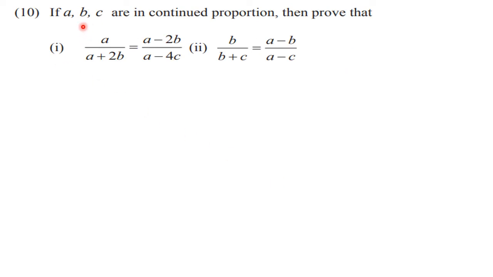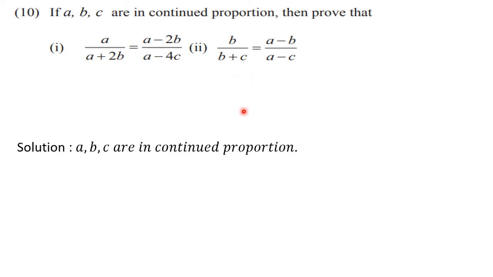Question number 10. If A, B, C are in continued proportion, then prove that first one, A upon 2A plus 2B is equal to A minus 2B upon A minus 4C. Now here we cannot see the properties like componendo, dividendo or componendo dividendo. They are totally different. But for these, we have learned K method. In the previous lecture, we discussed K method, and based on that, we have seen solved examples also. So here, we are going to use K method. One question I am solving for you. The second one you will solve by yourself.